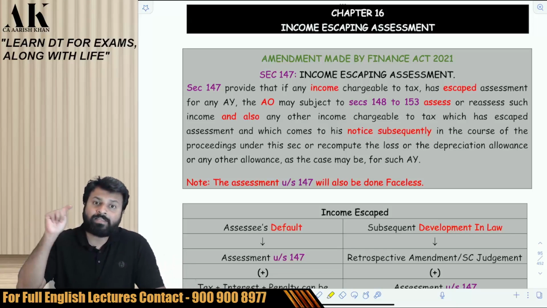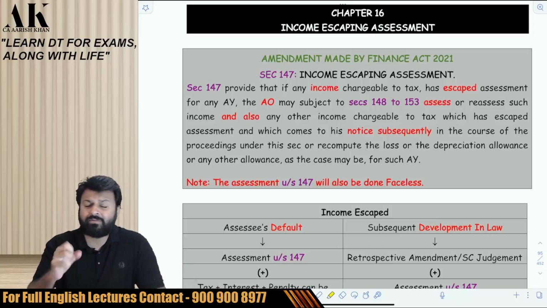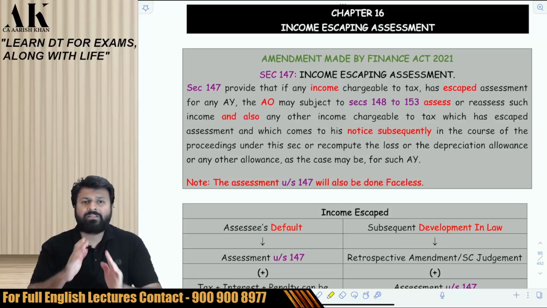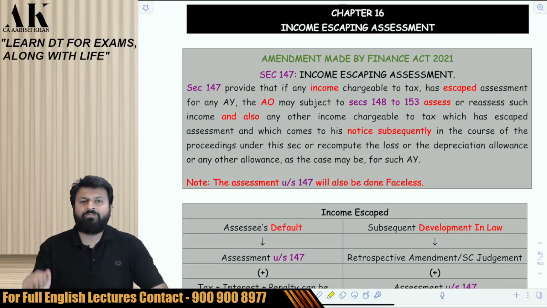Because he has information which says that you have escaped assessment in earlier years. He has information with him which says that there is an escapement of income in earlier years. Then he will do your assessment under 147, subject to sections 148 to 153.